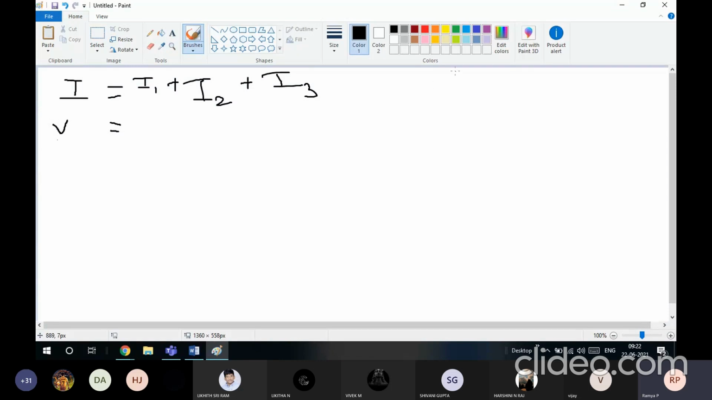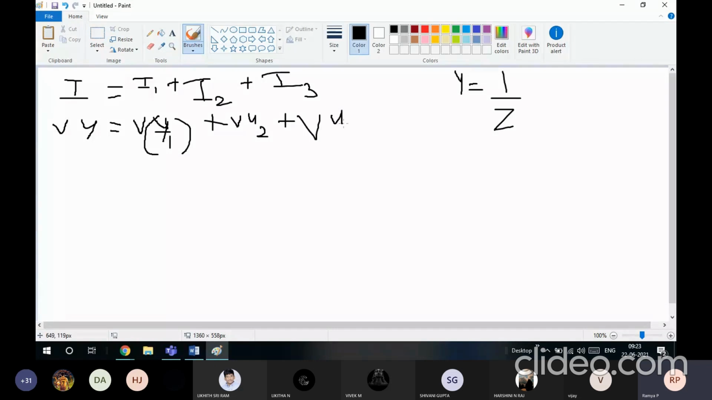You have found the formula for Y just now. Y is 1 by Z, so instead of writing 1 by Z, I can write admittance. That is V into Y. Similarly, V will be common, and instead of 1 by Z1, I will indicate it as Y1. So I1 is V into Y1, the next one will be V into Y2, and the third one will be V into Y3.